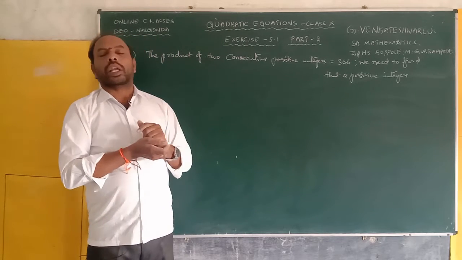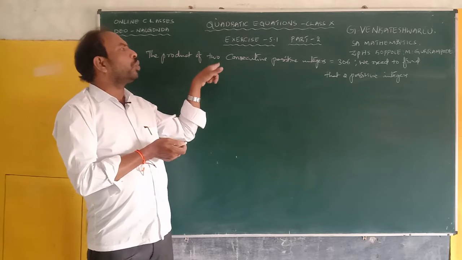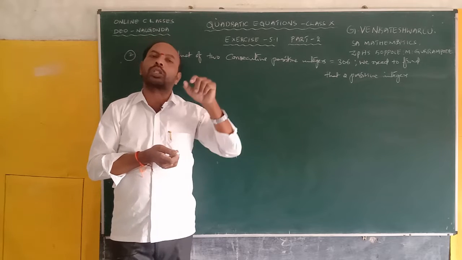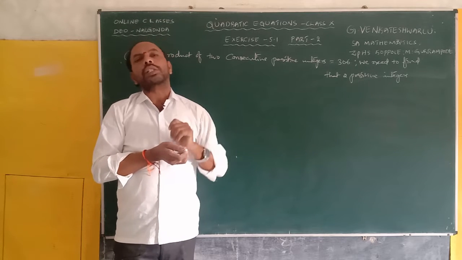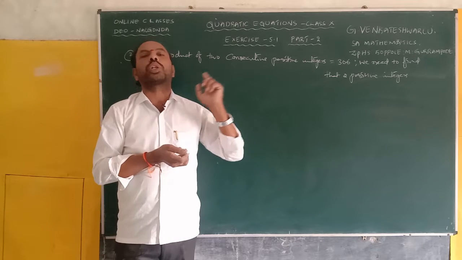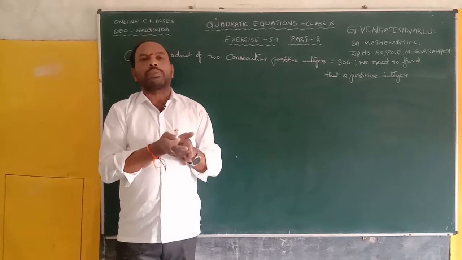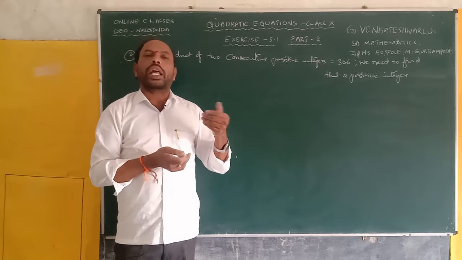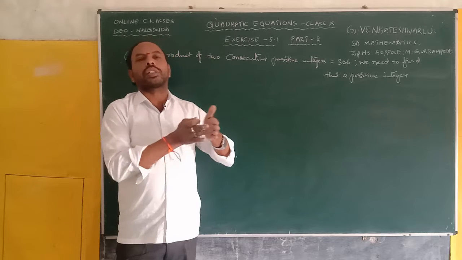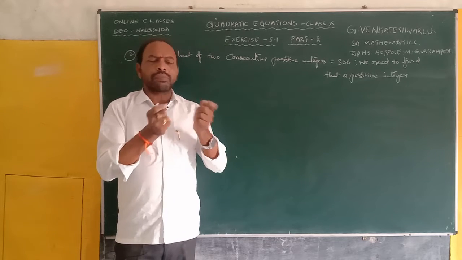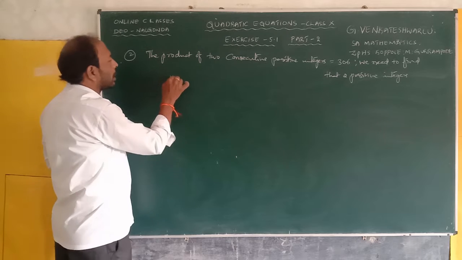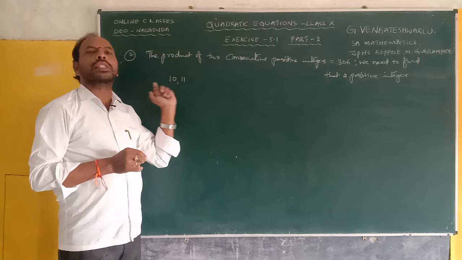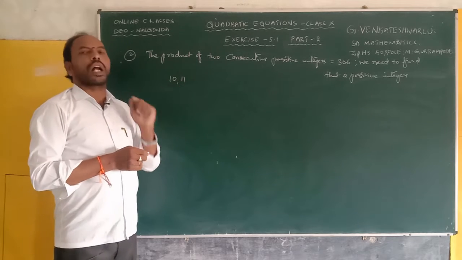Read carefully. The product of two consecutive positive integers. He is discussing positive integers, and the two positive integers are also given as consecutive terms. Consecutive means serial numbers: 3, 4, 5, 6, 7, 8, 10, 11, 12, 13. All these are consecutive terms. For example, 10 and 11 are consecutive numbers.